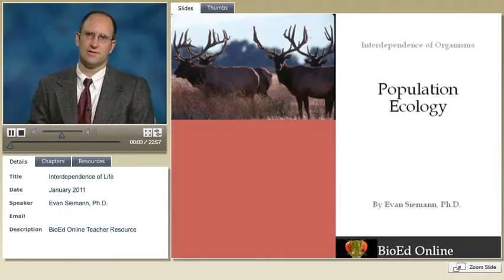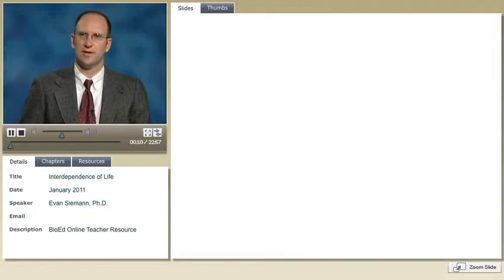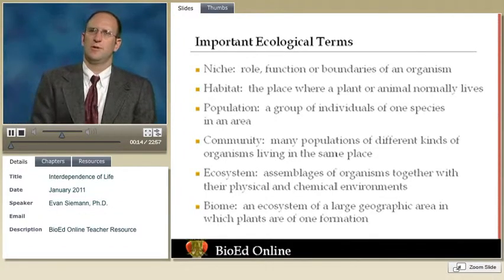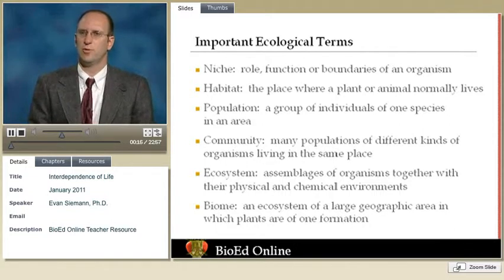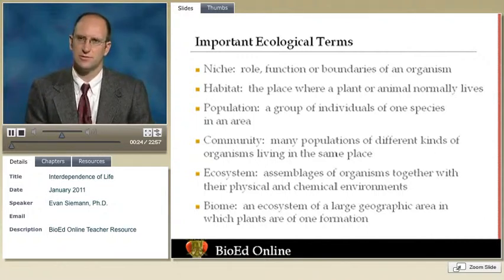Population ecology is the study of individuals of a single type of organism living in a single place at a single time. There's a number of ecological terms that are important for population ecology as well as for all other areas of ecology. So I want to quickly review some of the important terminology that ecologists use.